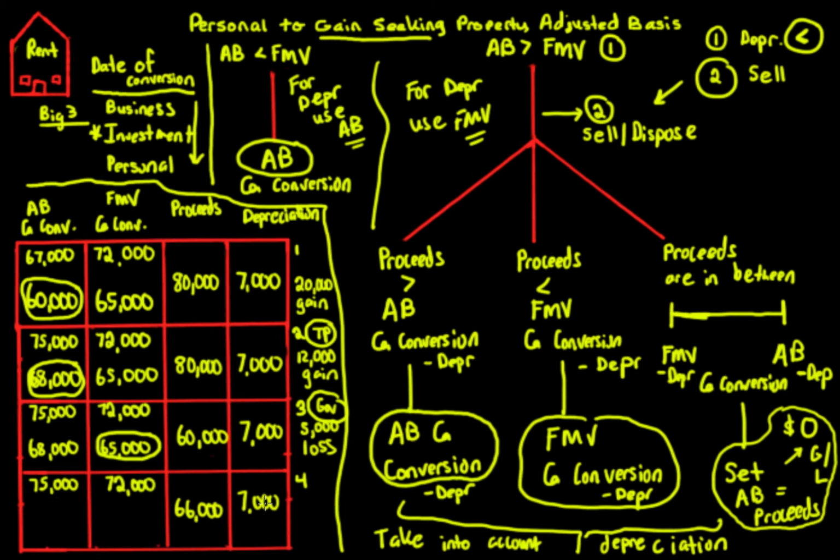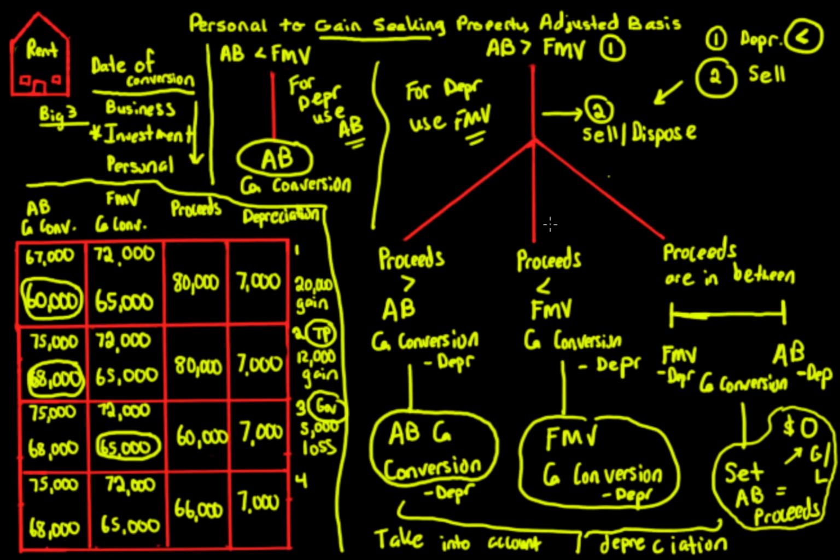So we subtract away the 7,000 depreciation. 75 minus 7 is 68,000. Right? 72 minus 7 is 65,000. So we go through our rules. Is the adjusted basis less than fair market value? No, adjusted basis is greater. So we're over here. For depreciation purposes, we're using the fair market value to calculate depreciation because it's the lesser. But we're over here in the special rule.